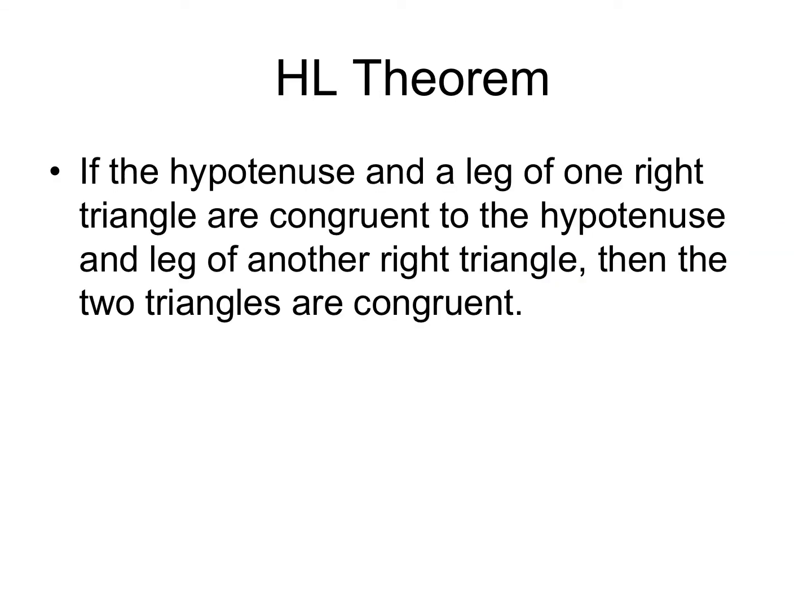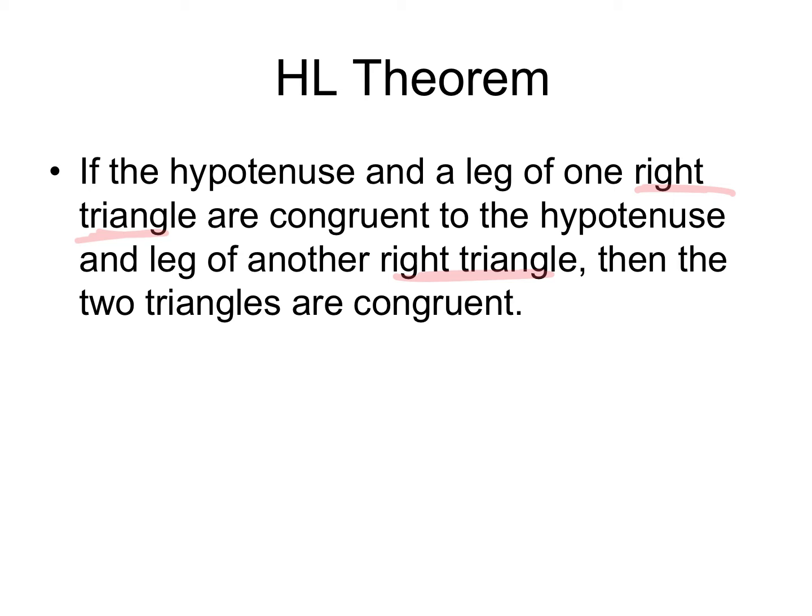So the hypotenuse leg theorem states that if the hypotenuse and a leg of one right triangle are congruent to the hypotenuse and the leg of another right triangle, then the 2 triangles are congruent. Again, it is only for right triangles. Okay, and then we're looking for only 2 pieces of congruence once we see that it's got that right angle.